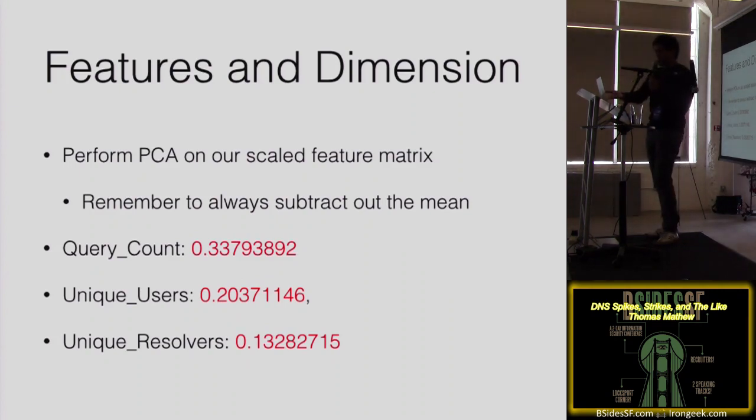I'm only showing you three instead of the entire seven, just for space. After, you can come and talk to me about that. Unique users is around 20, and unique resolvers is around 13%. The problem is, we want to do better.